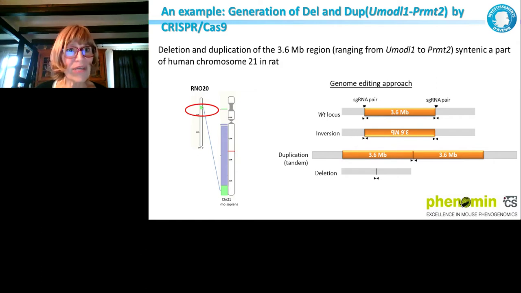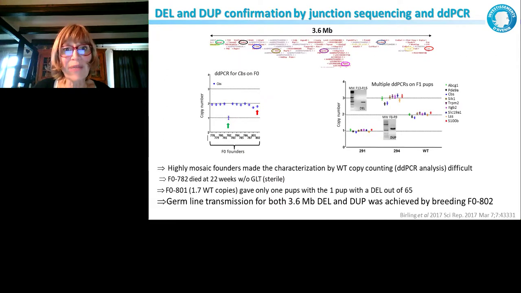Okay. And in the case of this region here, that is a region that is synthetic to human chromosome 21, that's what we did. We obtained animals. We couldn't see anything by junction sequencing. That's why we ordered probes for droplet digital PCR, and that's on CBS. That's in blue. You can see it in blue here. And we performed droplet digital PCR on some of these founders.